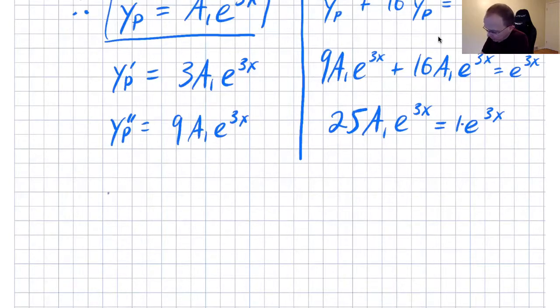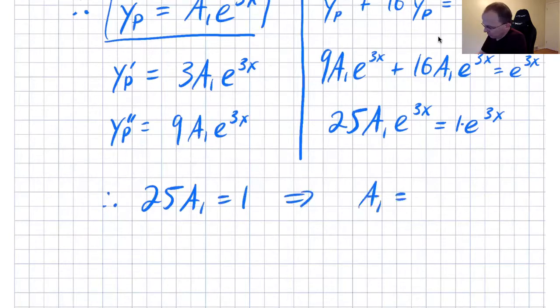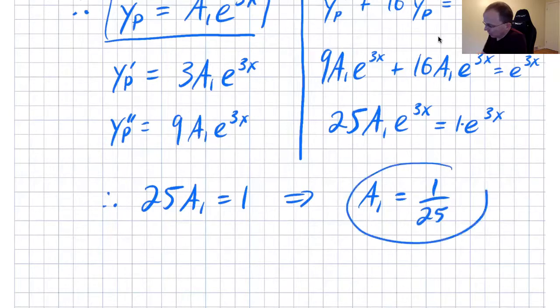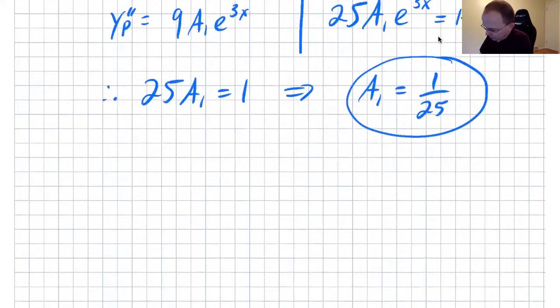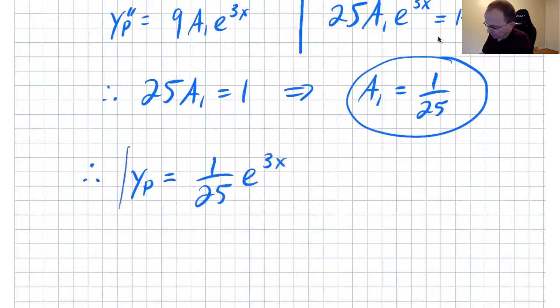So therefore, we get that 25a1 is equal to 1, and that implies that a1 is equal to 1 over 25. So there's our coefficient that we need. And so therefore, our function y sub p is equal to 1 over 25 e to the 3x. And there's our particular solution.